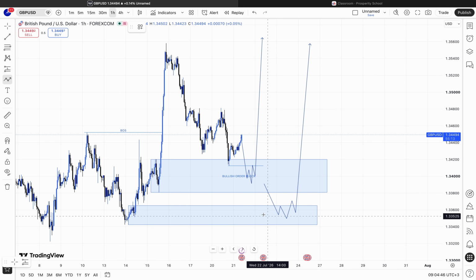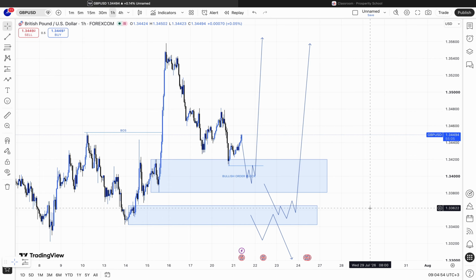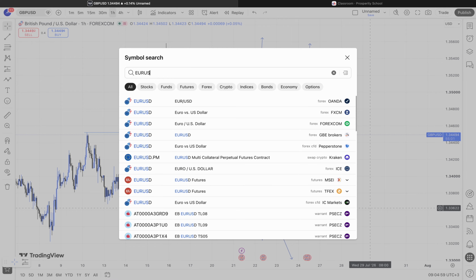Then scenario number three, if the price disrespects both this order block and this extreme order block, then I'm going to wait for the break, then a retest, then a continuation to the downside. That's it, guys.